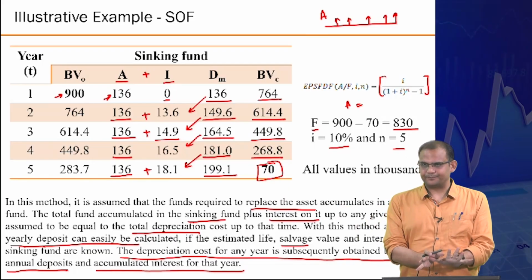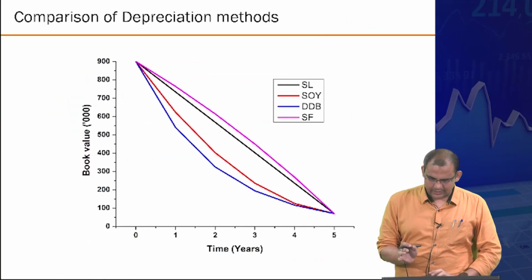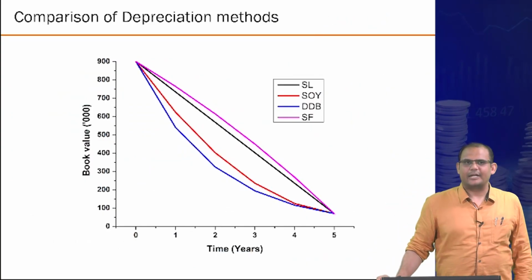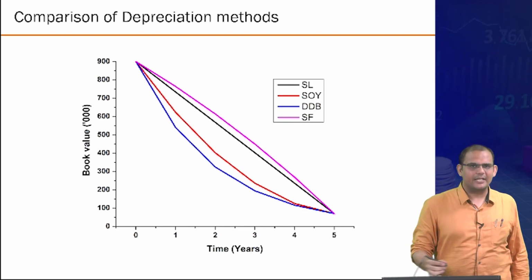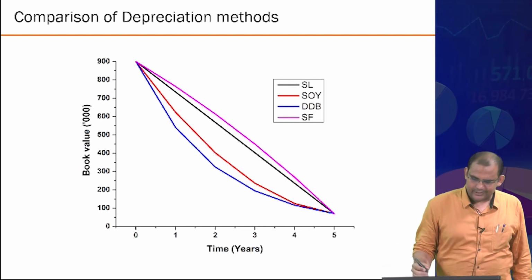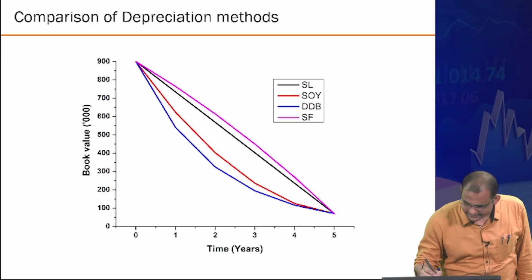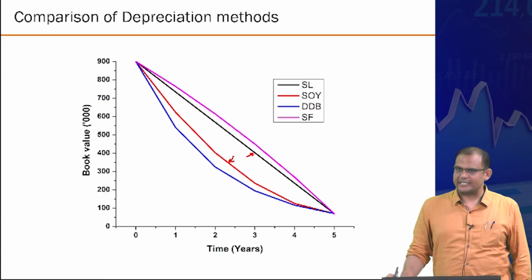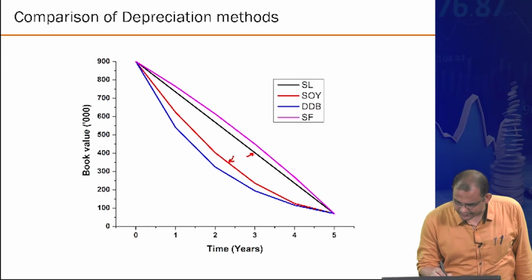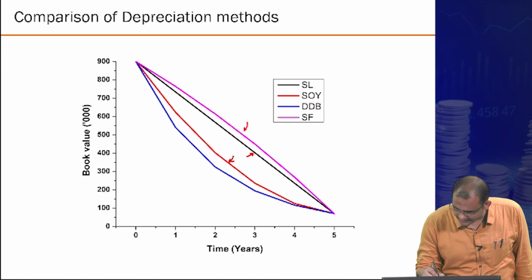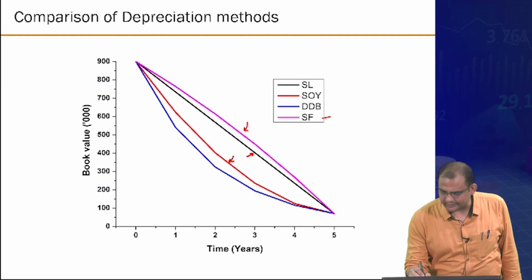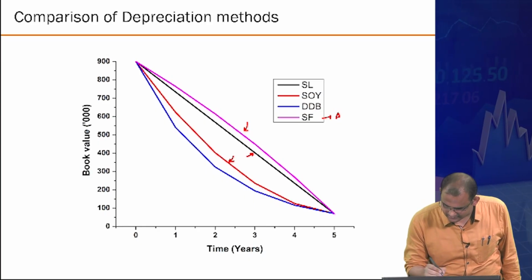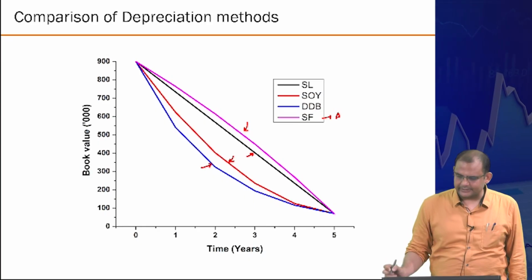Making sense? All right. So here I have just plotted all the book values that we have estimated using different formulas as time passes by. So you can see this black line is your straight line, the red line is your sum of years, the pink line is the sinking fund method, the A related calculation that we have done, and the blue line is the DDB.